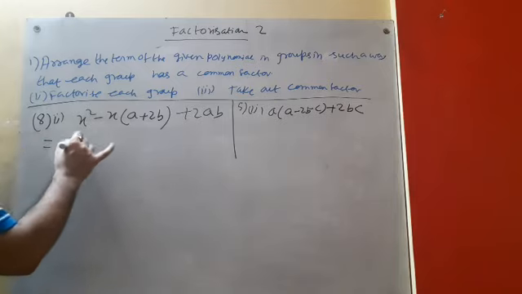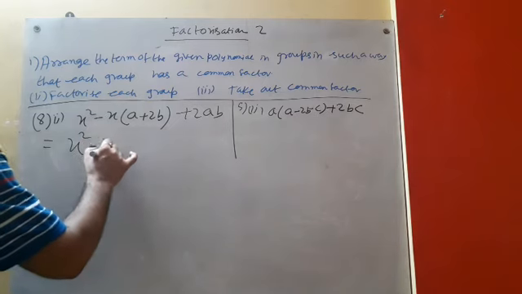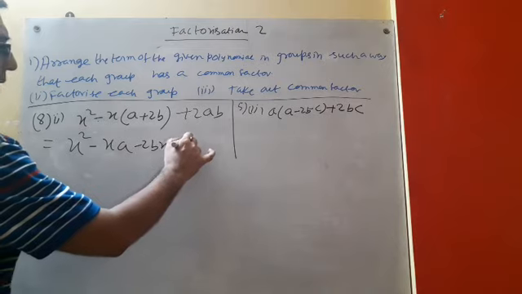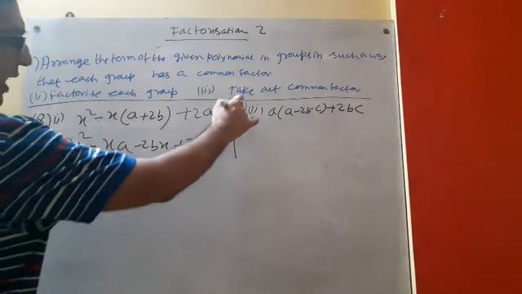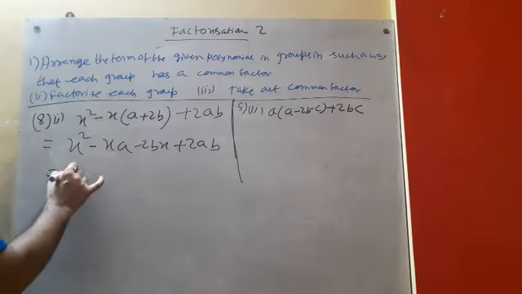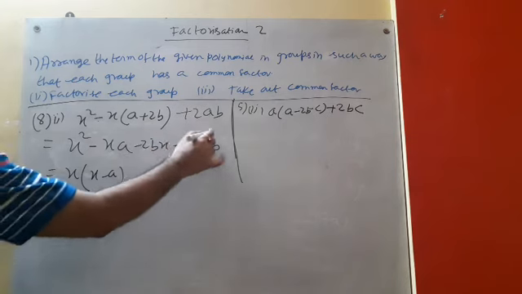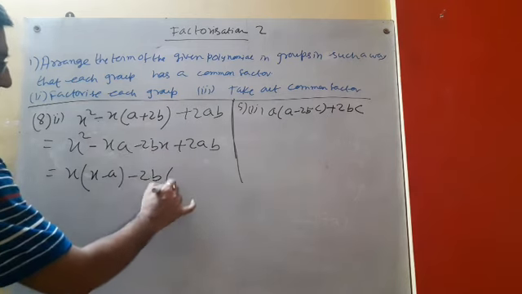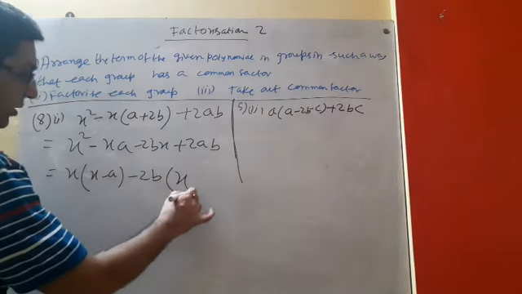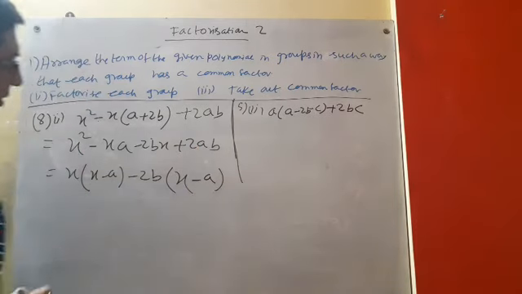We'll split up. x square minus x into, at first we will remove the bracket. x into a, that is xa, minus x into 2b, minus 2bx plus 2ab. Now from this we take common x, we get x minus a, and from this 2b, so minus 2b. We have taken minus 2b as common, so left with x minus a, right?